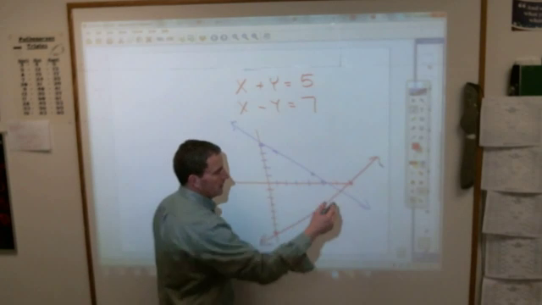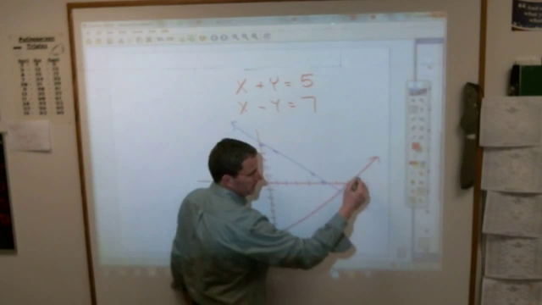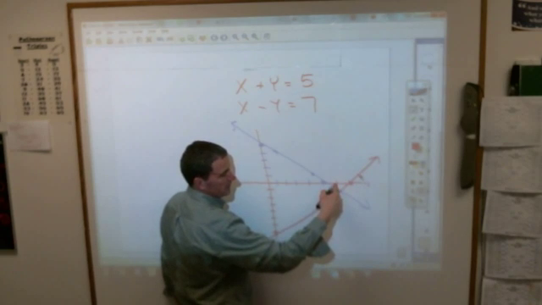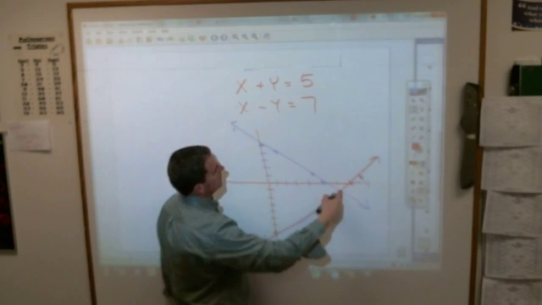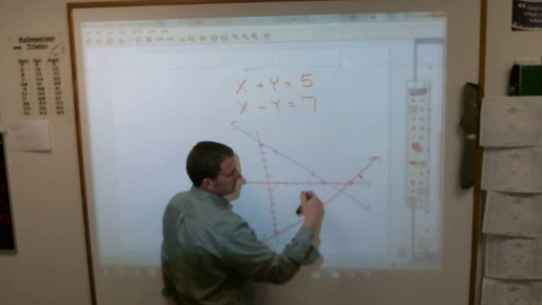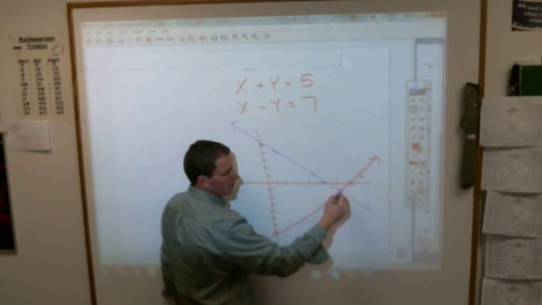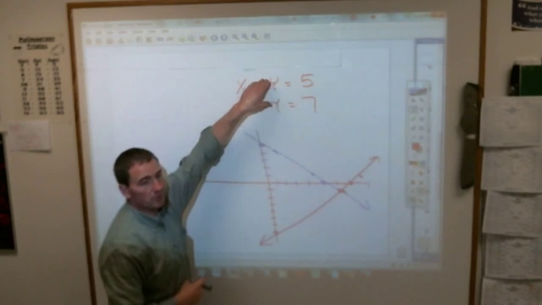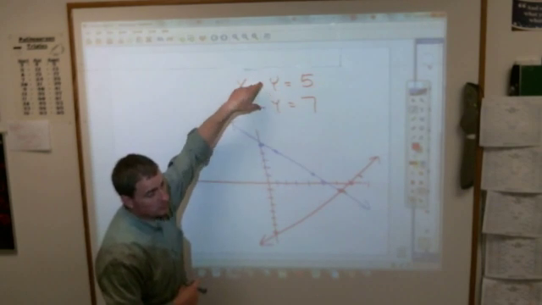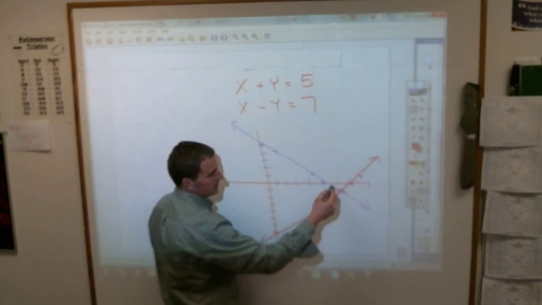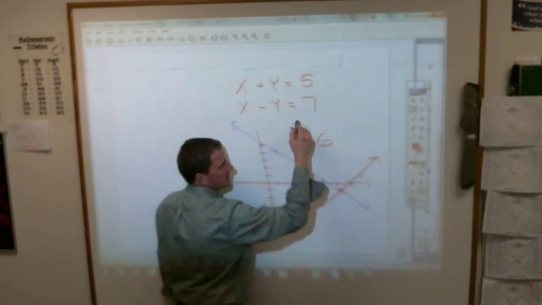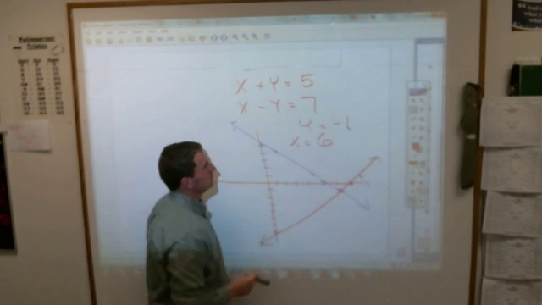For example, here is 8, negative 1. 8 minus 1 is 7. Here is 6. Oh, look, 6 minus 1 is 7. The place where they cross is the one and only place where both of these equations are both true. And what point is that? It's 6, negative 1. X is 6, y is negative 1.